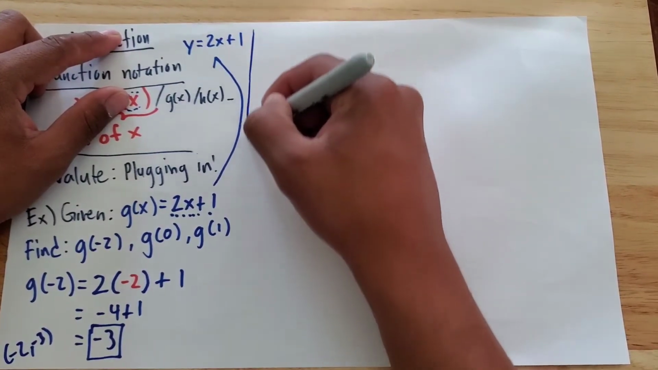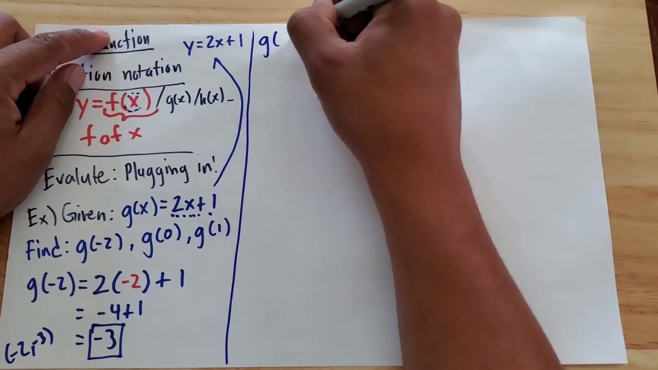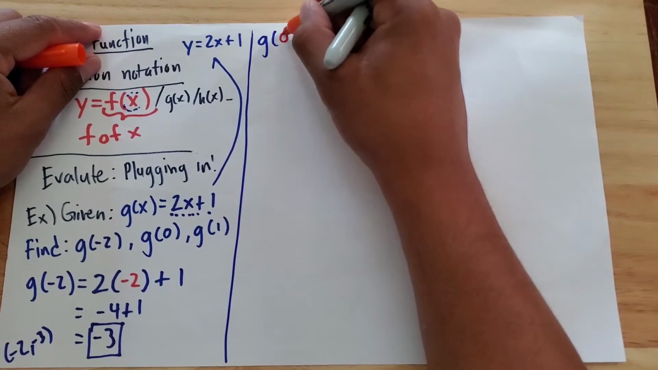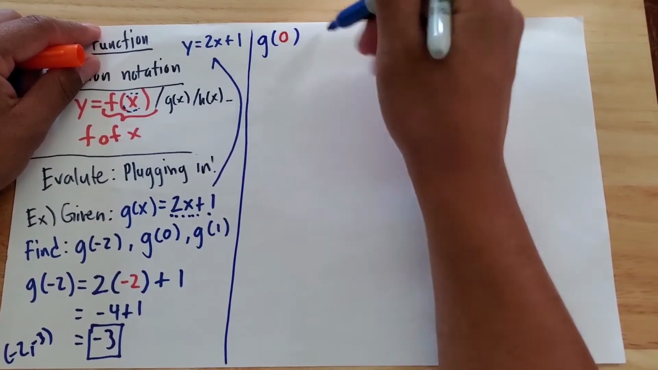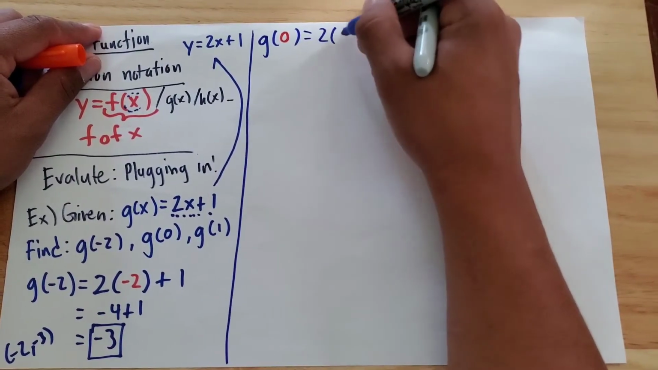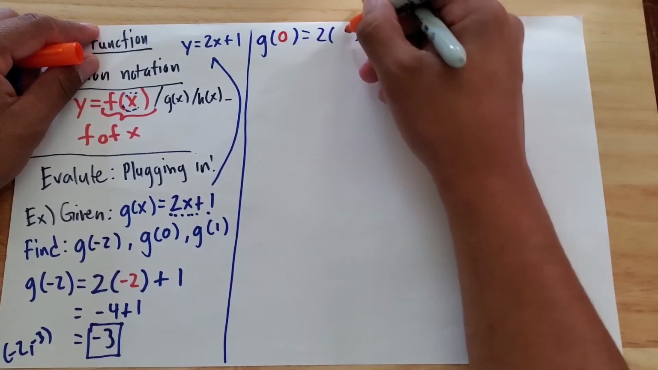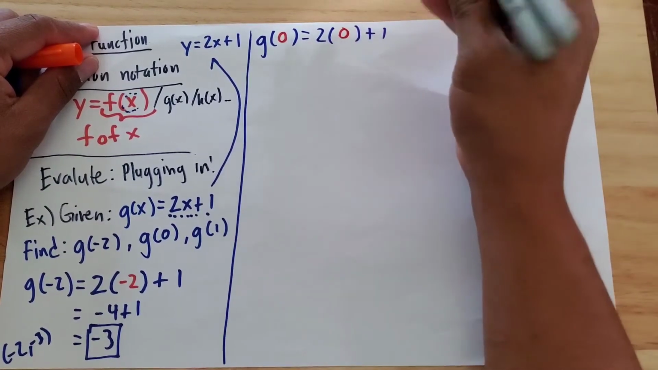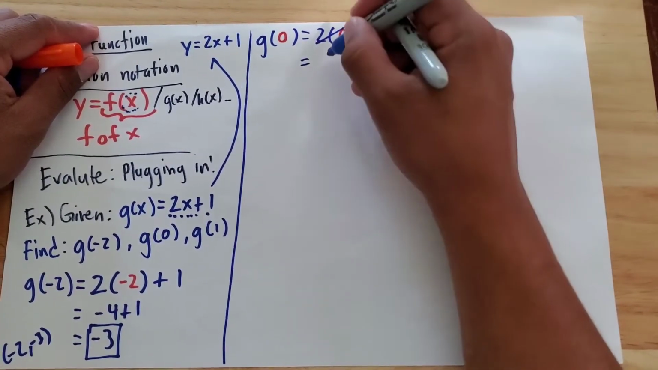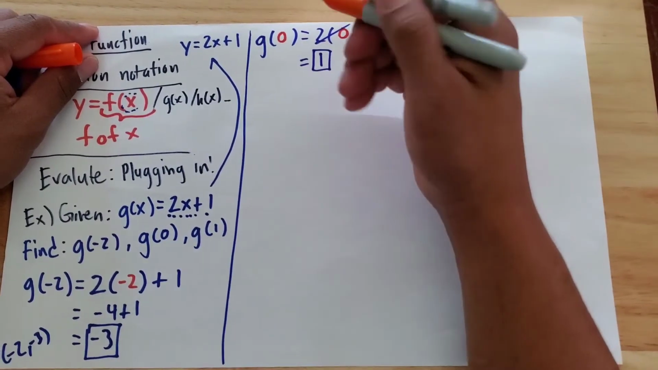So here, I'm going to write g of 0. And everywhere I have that x, I'm going to replace it. I always like putting parentheses around where the x was. It's the same as we did it. Plugging in 0, 2 times 0 is just 0, and that's going to give me 1. And there's my answer.